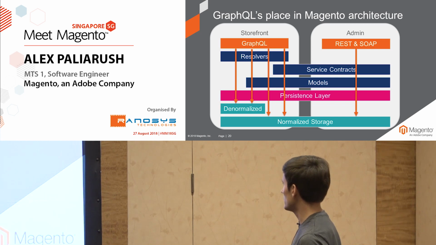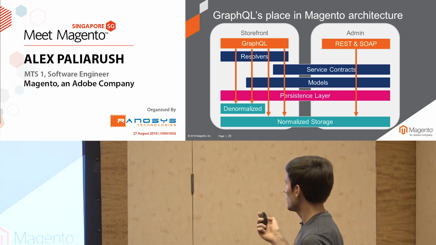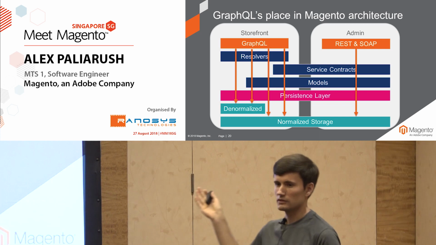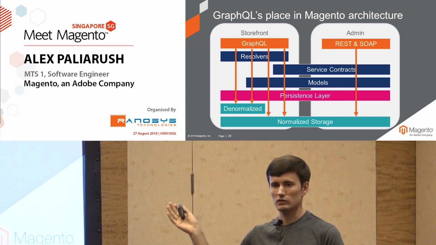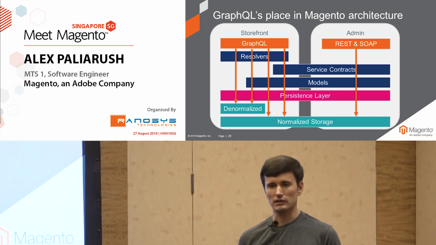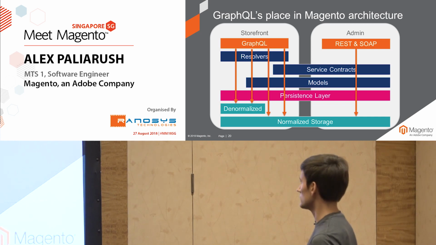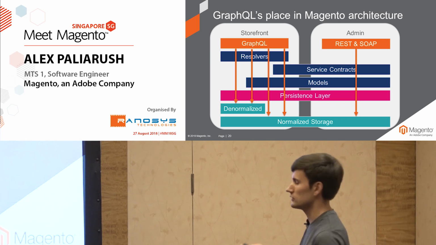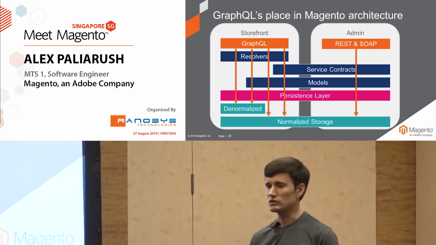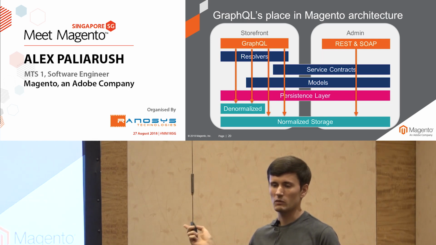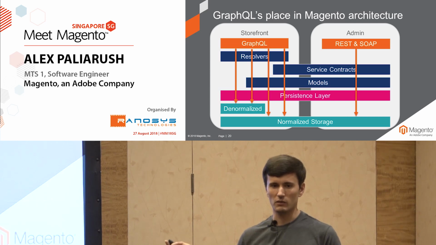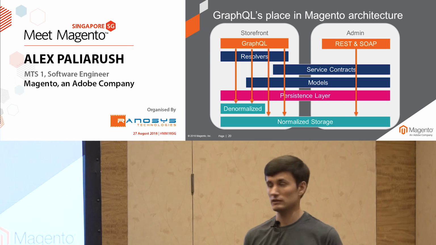Typical requests in web APIs, in REST and SOAP, go through service contracts. Our web API framework converts your incoming JSON query, let's say in REST, into our objects and makes a service contract call. Service contracts in turn can rely on models, resource models, and collections, which eventually for admin go to normalized storage. This is important because in admin we want to see actual data all the time. We cannot rely on eventually consistent data provided by indexes.